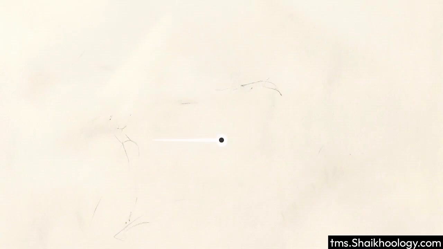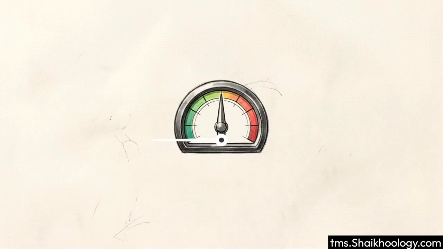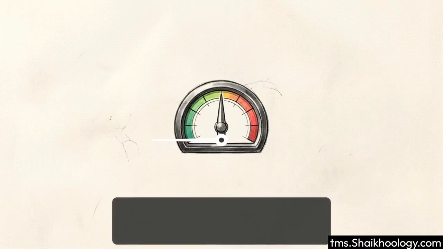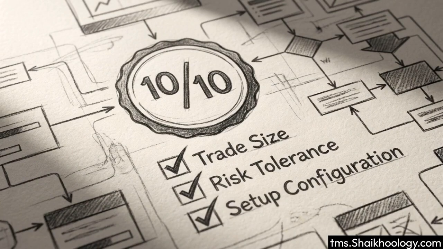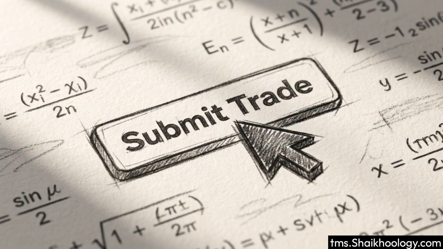Now look at the dynamic scoring meter at the bottom of the entry form. The system generates an automated score based on your inputs. If you pair a long-term positional trade type with a very tight intraday stop loss, the system recognizes the mismatch and gives you a low 6 out of 10 score. When you adjust the stop loss to appropriately match a wider trade horizon, the gauge smoothly rises to a perfect 10 out of 10. Achieving a 10 out of 10 score mathematically guarantees that your trade size and risk tolerance are perfectly aligned before a single dollar is placed in the market.